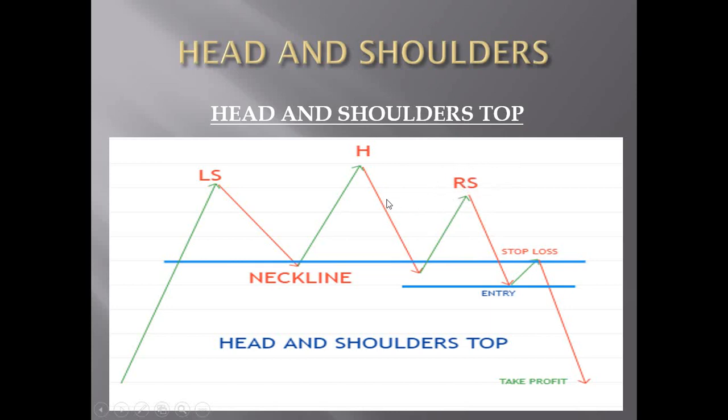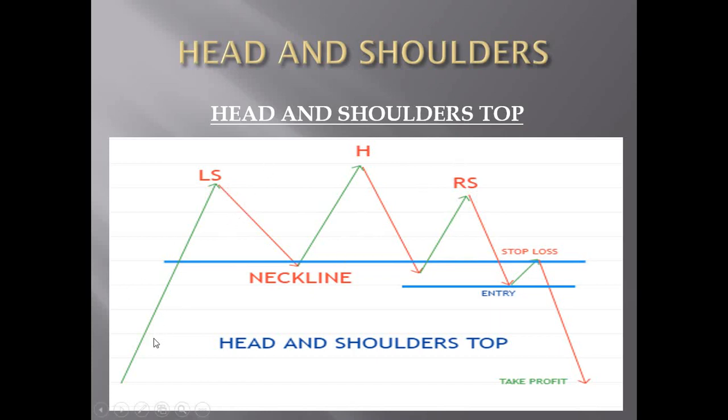The right shoulder will be completed in the same area as the left shoulder. Just take yourself as an example as a human being: your shoulders are on the same level, but your head is above them. So this is the formation of the head and this is the formation of the right shoulder. After the market has tested the resistance level around the left shoulder, the market will go down. That will be the end of the head and shoulders pattern.